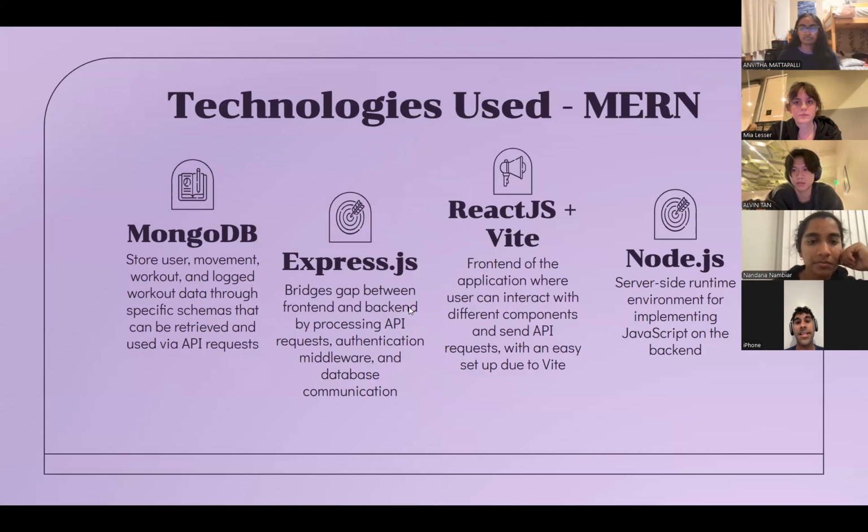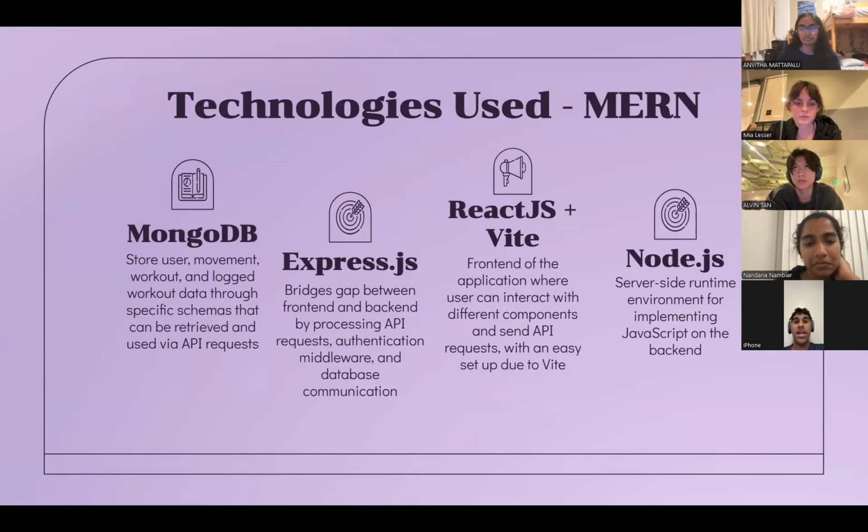And then this is our tech stack. We use the MERN stack as suggested in the CS35L page. First, we have MongoDB, which is the database that we decided to use. It stores user movement workouts and logs workout data. Then we have Express.js, which just makes API requests. Essentially, what it does is it makes it so we can communicate from the front end to the back end.